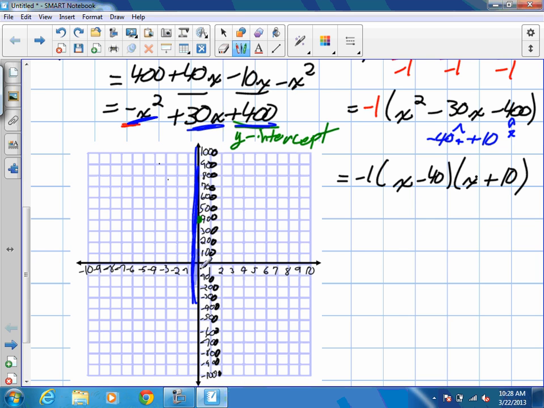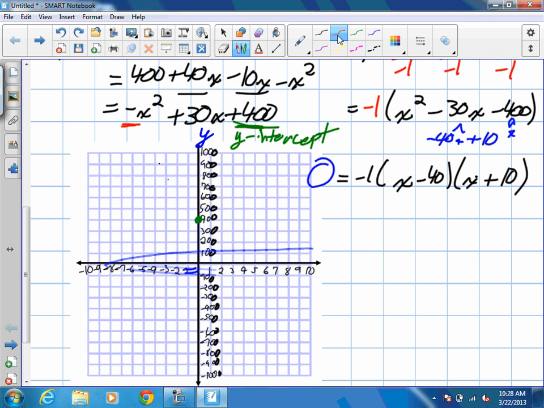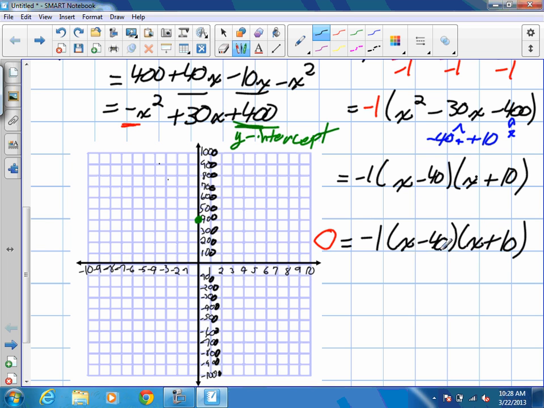For the x-intercept, we have to set y equal to 0. In other words, the other side becomes 0. So we have 0 is equal to negative 1 times (x minus 40) times (x plus 10). Now, I'm going to move that negative 1 to the other side, so I divide both sides by negative 1. Is that going to change the left side of the equation? What's 0 divided by negative 1? Negative 0 or 0. It really doesn't matter. The 1's cancel out, and we're just left with (x minus 40) and (x plus 10).